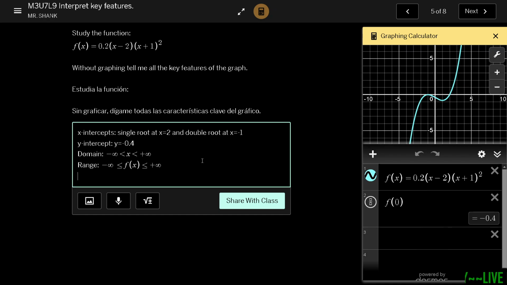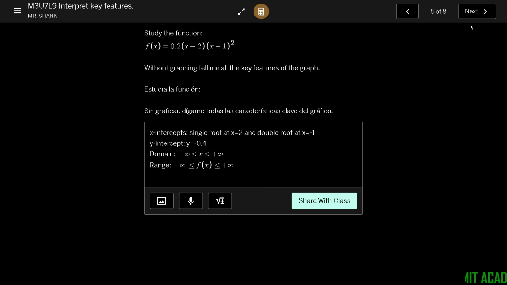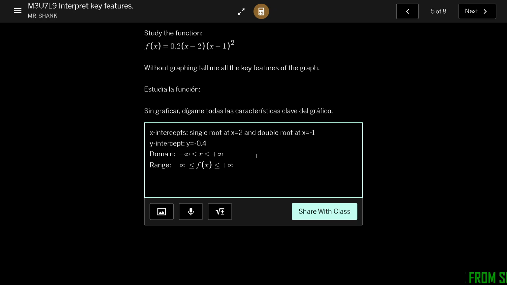What was our one after it? End behavior, vertical stretch or shrink. So let's talk about that. I can actually find my degree first. My degree is going to be 3.